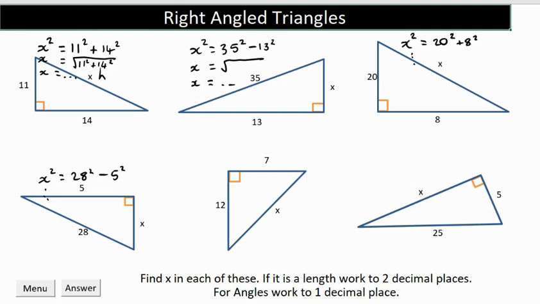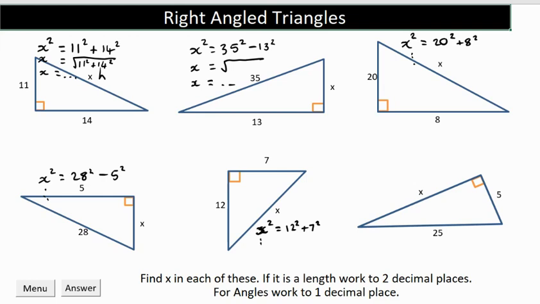Our next one here, you want to look: are we trying to find the hypotenuse or one of our shorter sides? In this case, x is our hypotenuse here. This is our longest side. And so setting this one up, we're going to have x squared equals 12 squared plus 7 squared. And so you'd be able to continue that on.